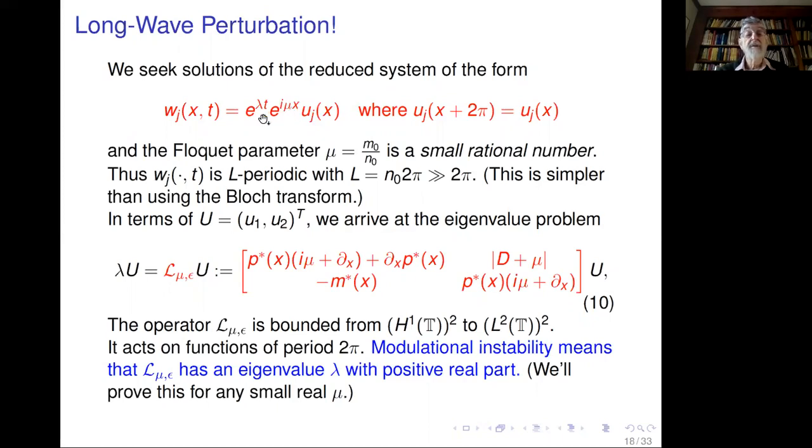And you look for solutions of the time-dependent system which are exponential in time, so e to the lambda t. Lambda is a complex number. Mu is a small real number. And we're looking for lambda. We're trying to prove that there exists a solution like this, where lambda is in the right half plane. So this exponential in time will grow.